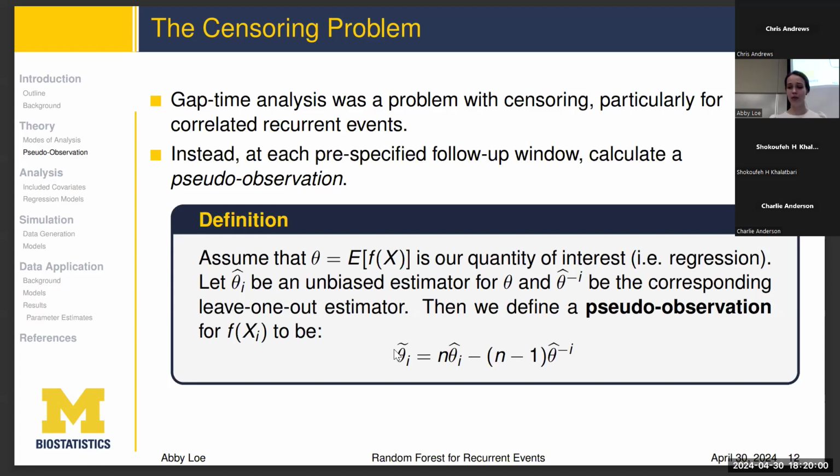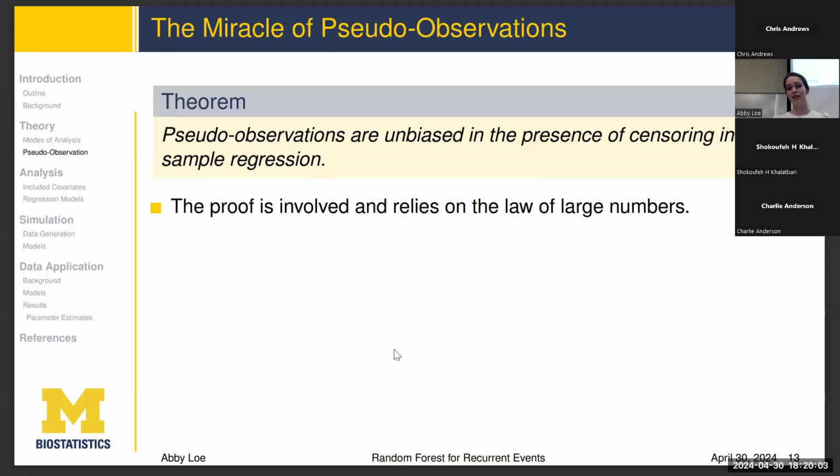But the main takeaway from pseudo observations is that they're unbiased in the presence of censoring in large sample regression. So if we're doing regression on covariates and we have pseudo observations, we don't necessarily have to worry about censoring anymore. It's a great tool and it's pretty common in survival analysis literature, after, I'd think, the early 2000s is when they were introduced. The proof is involved. It relies on some measure theory concepts and the law of large numbers. But like was mentioned earlier, we can think about an intuition for the probability of survival greater than tau.